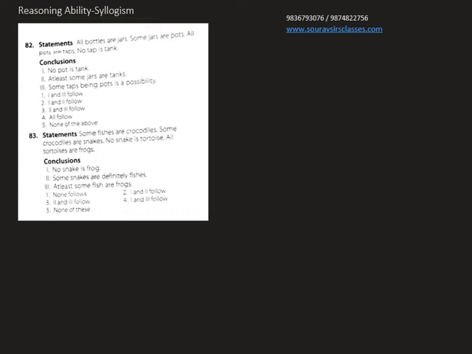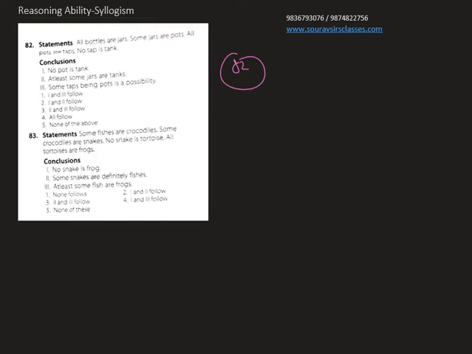These questions are basically from syllogism. In this type of question, we are given four statements followed by three conclusions, and based on the logic inherent in the statements, we need to find whether the conclusions are true or not. So let's start with the first one.